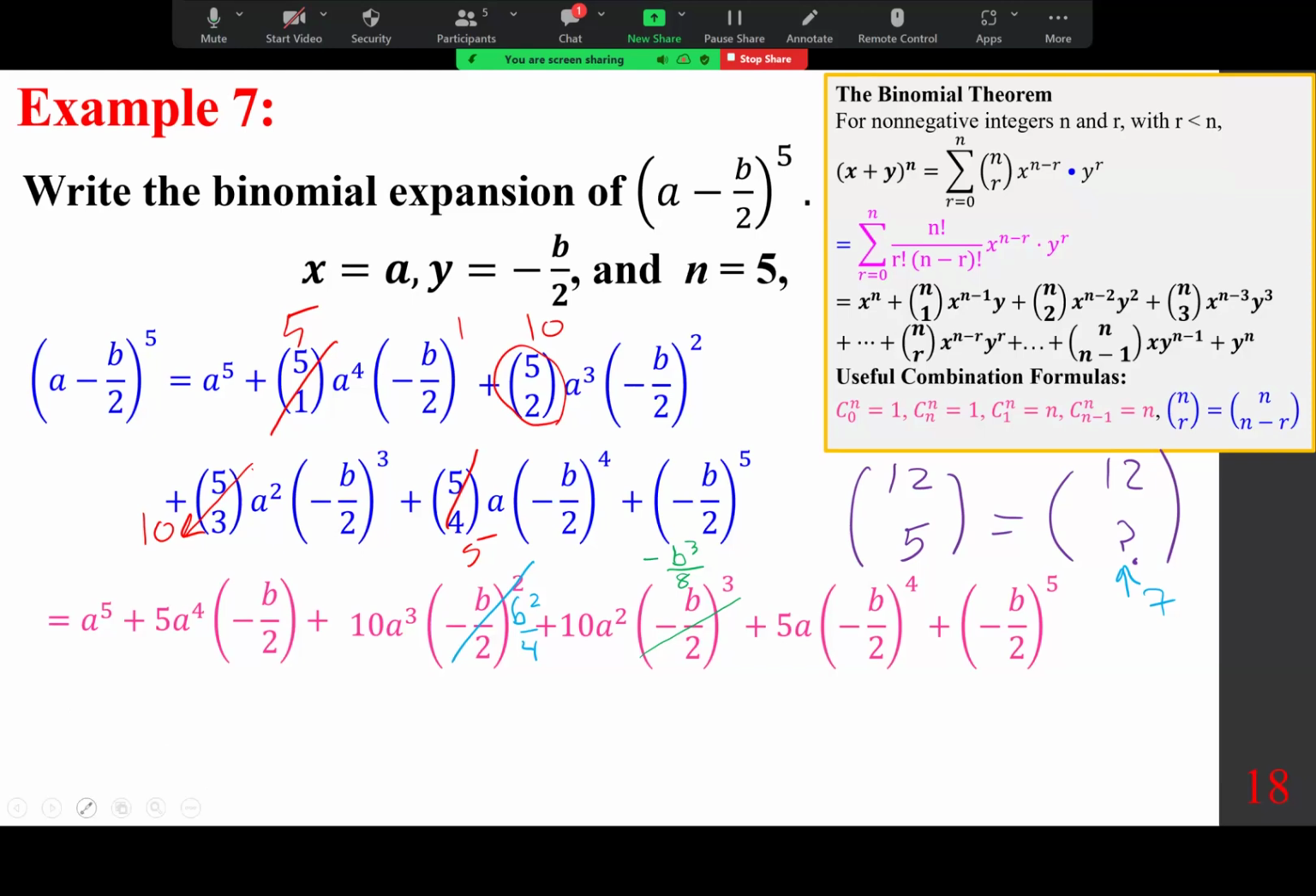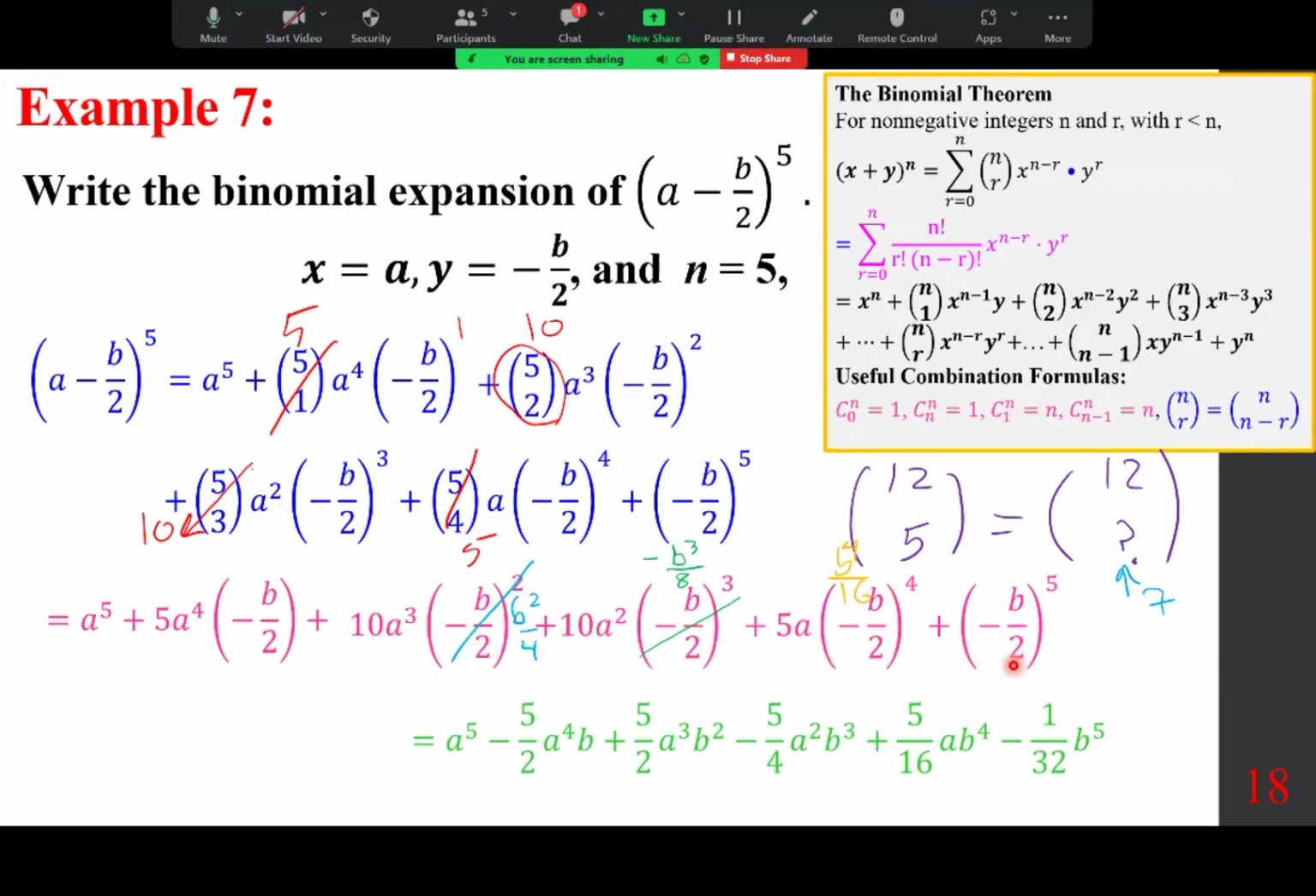This one, to the power of 4 becomes b to the power of 4 over 16, which makes this 5 over 16 a b to the power of 4. And when you raise this to the power of 5, it becomes minus b to the power of 5 over 32, or minus 1 over 32, b to the power of 5. Be very careful. When a case like this happens, you must put it in parentheses to figure things out.